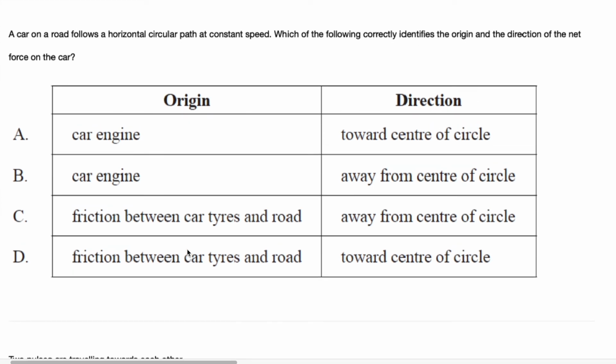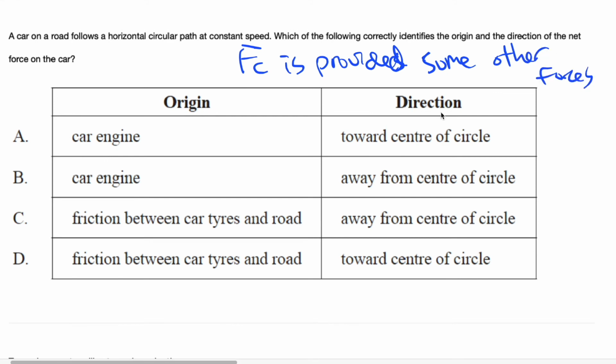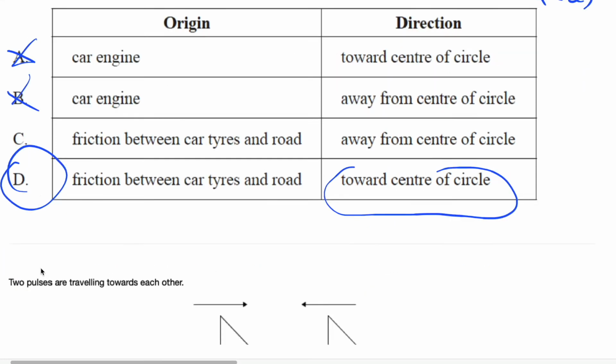A car on a road follows a horizontal circular path at constant speed. Which of the following correctly identifies the origin and direction of the net force on the car? So centripetal force is provided by some other force, and that's why it is equal to the resultant force. So here, for the car, it is provided by friction between the car tires and the road. So A and B are wrong, and the direction always points towards the center of the circle. So D is correct.